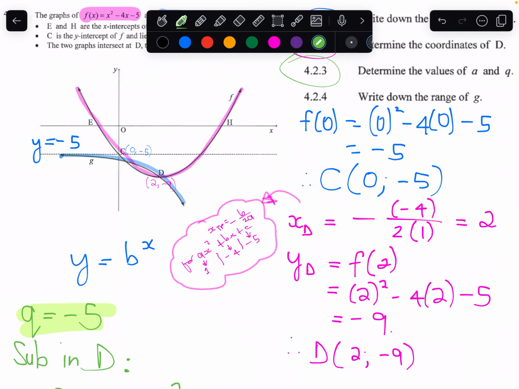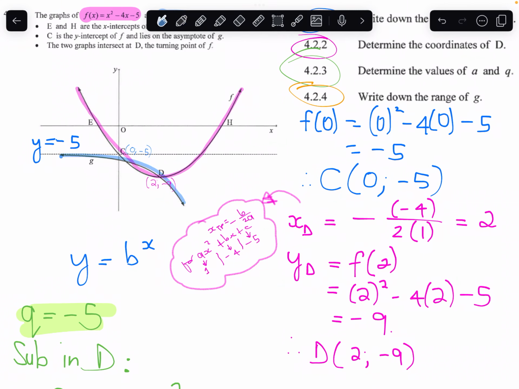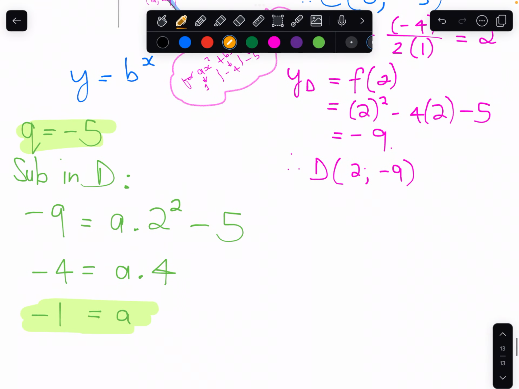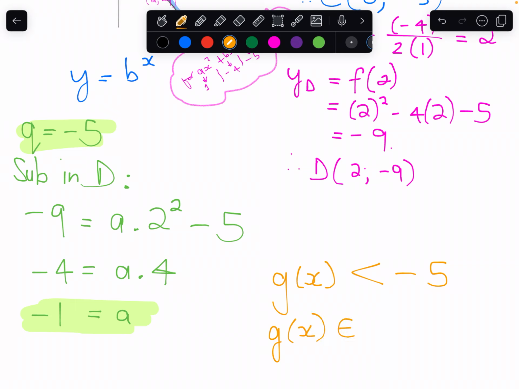And then the next question says, write down the range of g, our exponential. So the y values go all the way down to negative infinity, but they do not go beyond negative 5. Can't be equal to negative 5, can't be greater than negative 5. So that's the range of g. So g of x is strictly smaller than negative 5. Or if you're into the interval notation, you would say that g of x is an element of this interval, anything from negative infinity up to but not including negative 5.